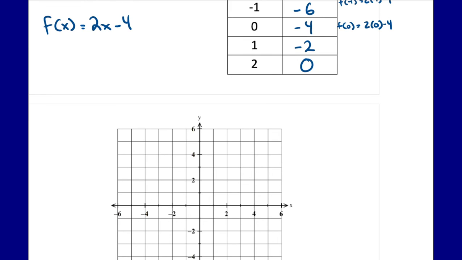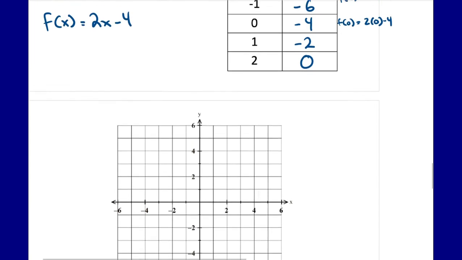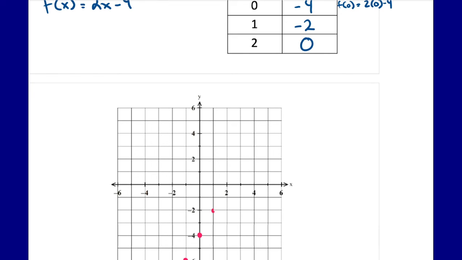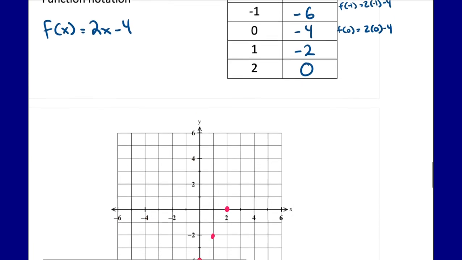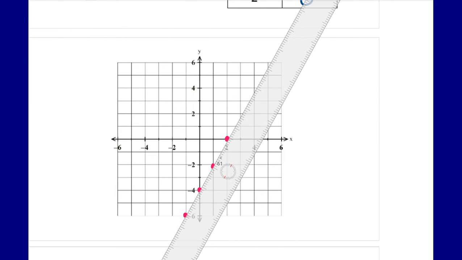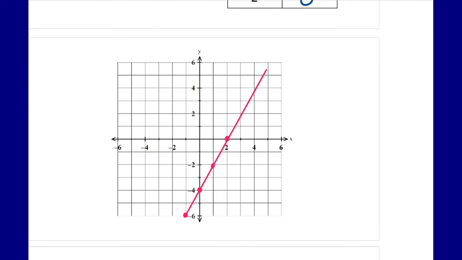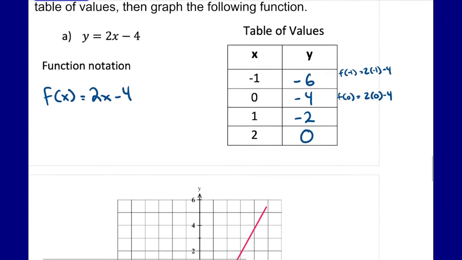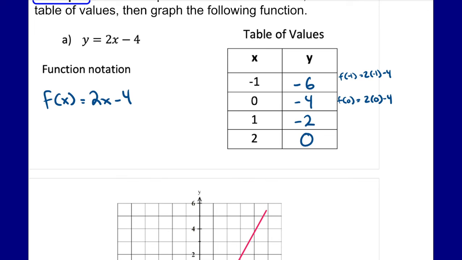So we have our first point at negative 1, negative 6. Then we have 0 and negative 4, 1 and negative 2, 2 and 0. So I have my points. I can connect them with a straight line. And we should see that we have a linear function. The points form a straight line. So that means if we were to go back and do the first differences, they should be the same. And in our function, we can see that we do have a degree of 1.